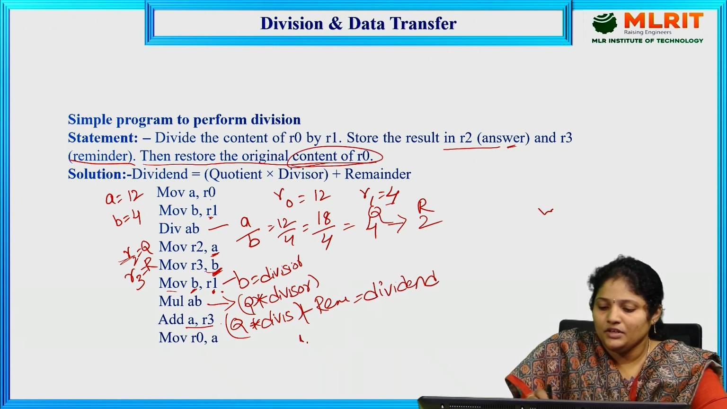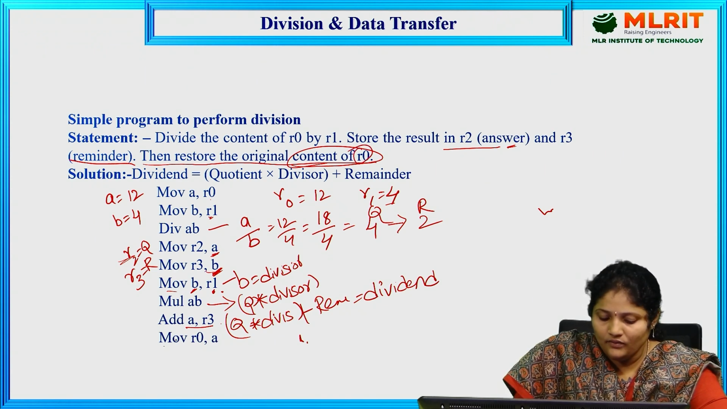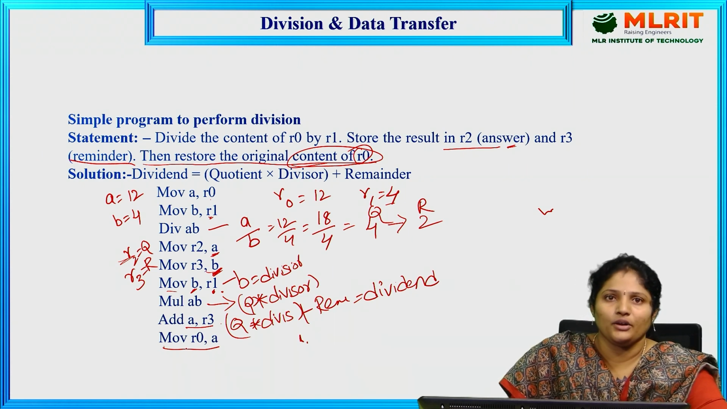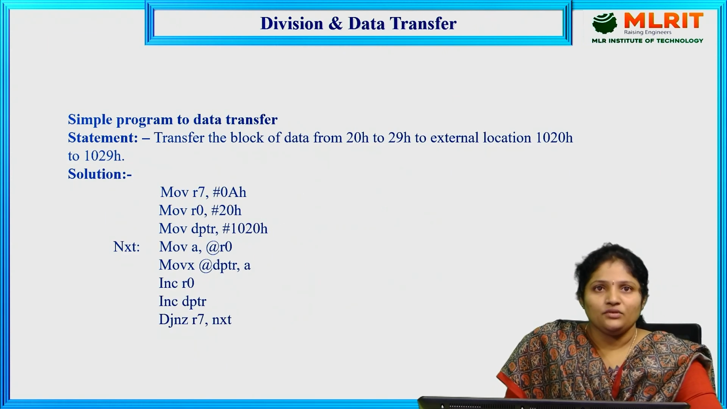So this will be stored, and they mentioned that the dividend should be in the R0. That's where we are moving the accumulator. So the data present in the accumulator is the dividend. So that we are moving to the R0 register, right? Yes. So coming to the next program.